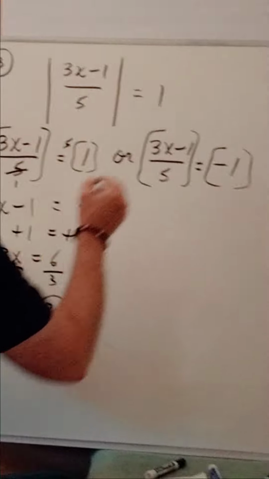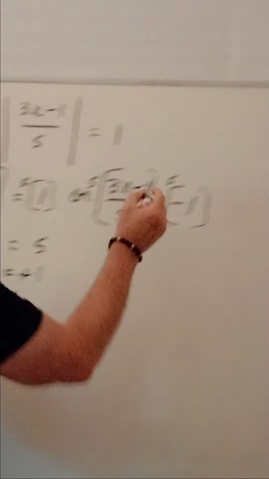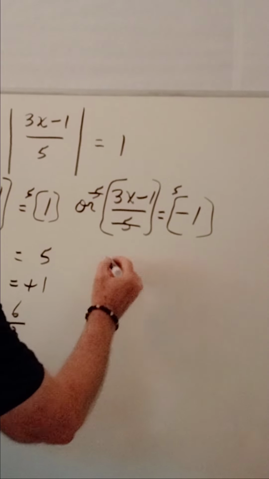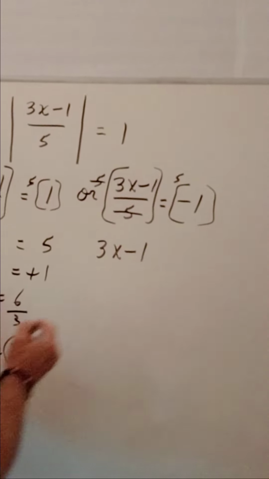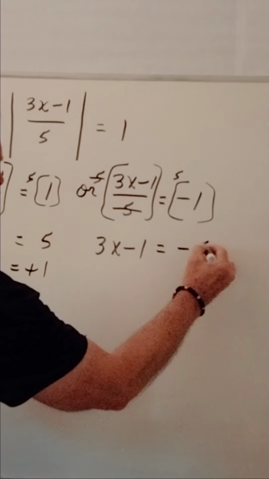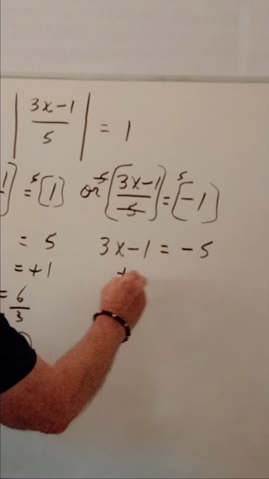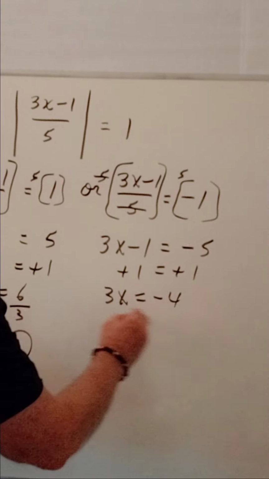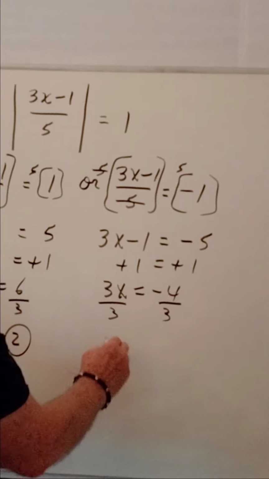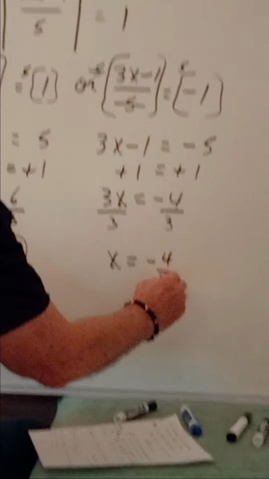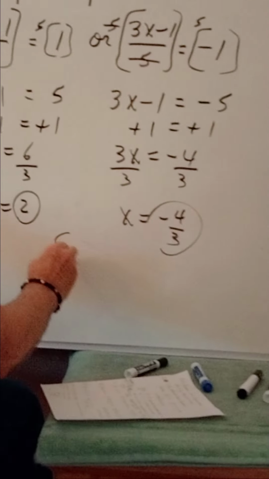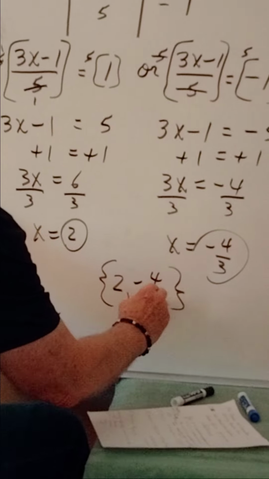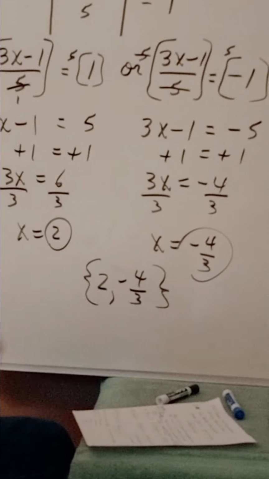This one, times 5, times 5. Goodbye to the 5s. Hello to 3x minus 1 is equal to negative 5. Positive 1, positive 1. 3x is equal to negative 4. Over 3 on both sides. X is equal to negative 4/3. The set whose members are 2 or negative 4/3, done.